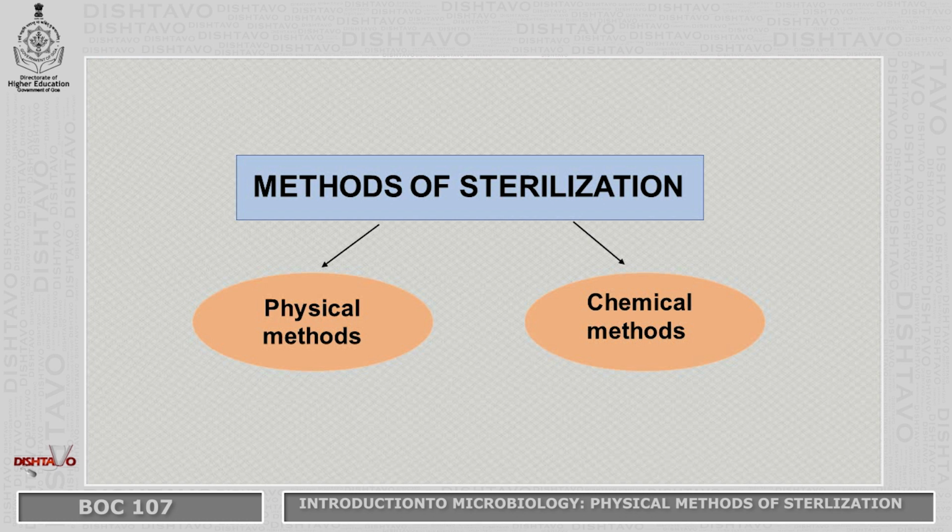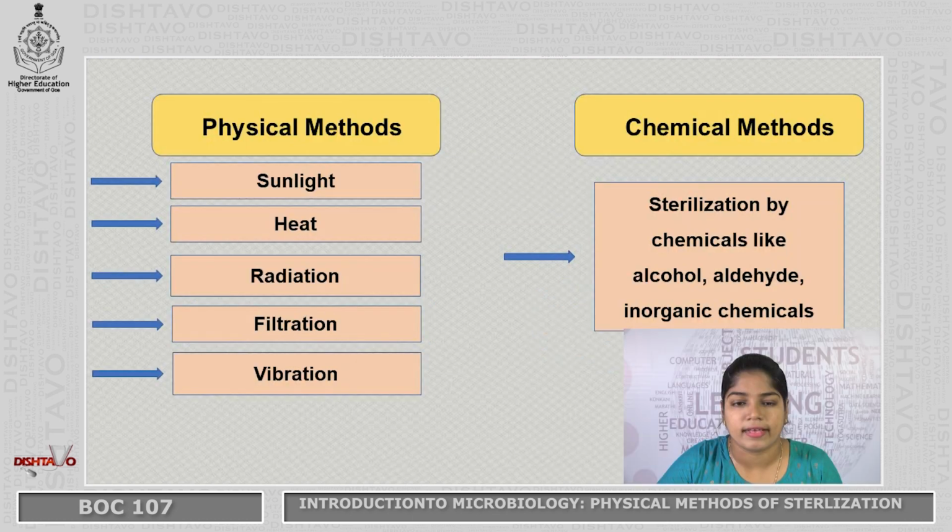Now coming to the methods of sterilization, there are two methods of sterilization, which are physical methods and chemical methods. Sterilization by physical methods is done by sunlight, heat, radiation, filtration and vibration. Chemical sterilization is done by chemicals like alcohols, aldehydes and inorganic chemicals.